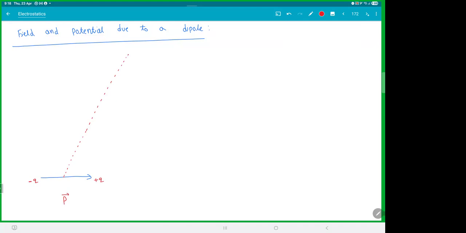Let's say some point here. This is angle theta, and this is distance r. And we take r much, much greater than d. For example, the distance between the charges of the dipole is, let's say, 1 millimeter, and r is maybe 1 meter. So we are talking something 100 times bigger. So this r bar is a vector from the center of the dipole to point A.